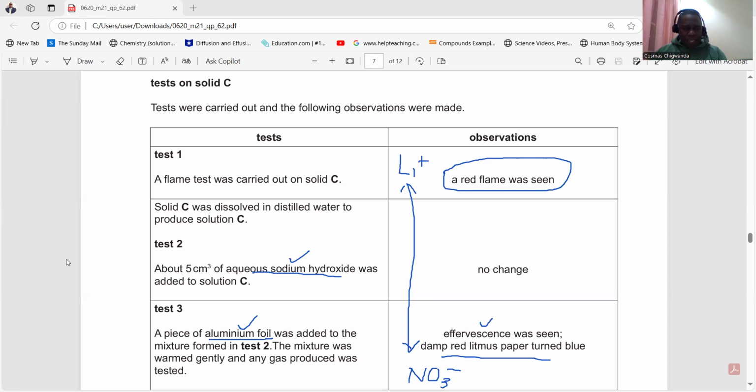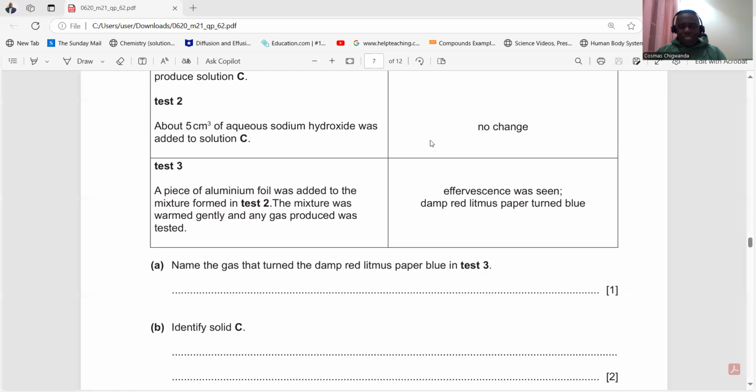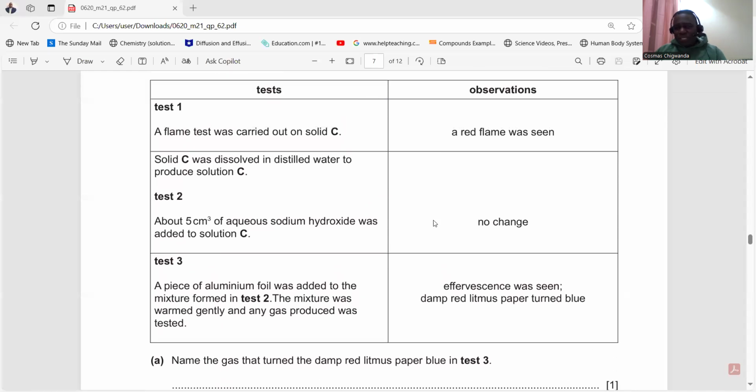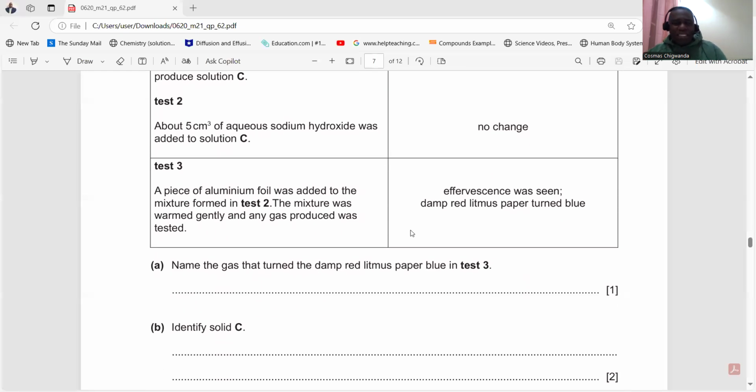So let's move down and look at what was being asked next down there. We have actually written our notes in the table. So these notes in the table must help us to answer A and B. Name the gas that is produced. You see, as I've told you from our notes, we know that ammonia is produced. Please write in full unless the examiner tells you to do otherwise, okay?